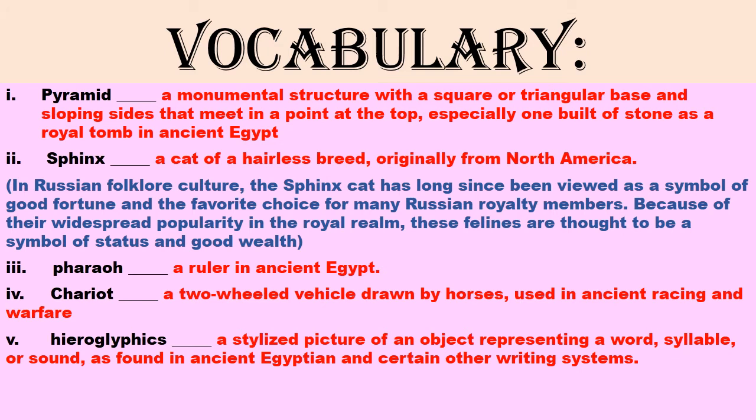Okay, number 3, Pharaoh, a ruler in ancient Egypt. Number 4, chariot, a two-wheeled vehicle drawn by horses used in ancient racing and warfare. Number 5, hieroglyphics, a stylized picture of an object representing a word, syllable or sound as found in ancient Egyptian and certain other writing systems. I am going to prepare a lesson on hieroglyphics, right? You will read in detail about this.